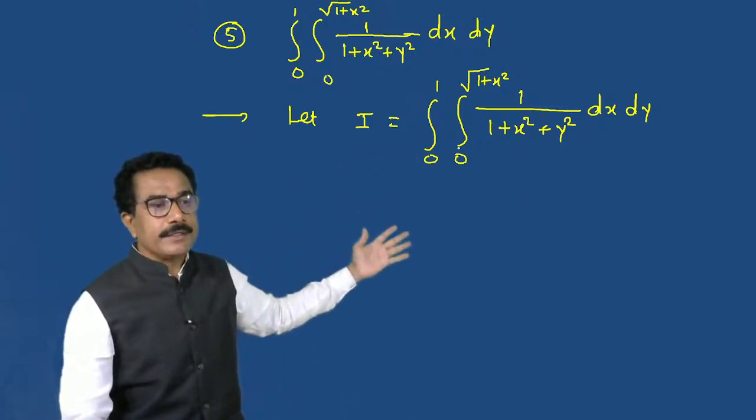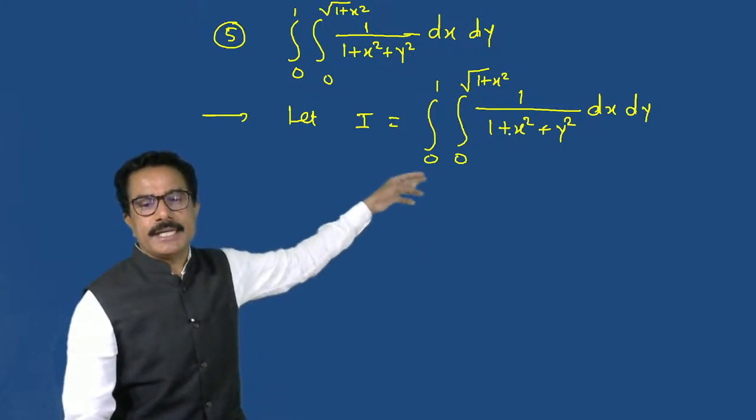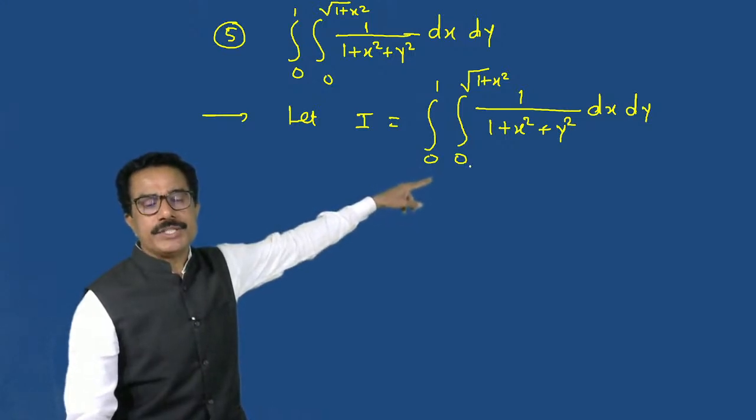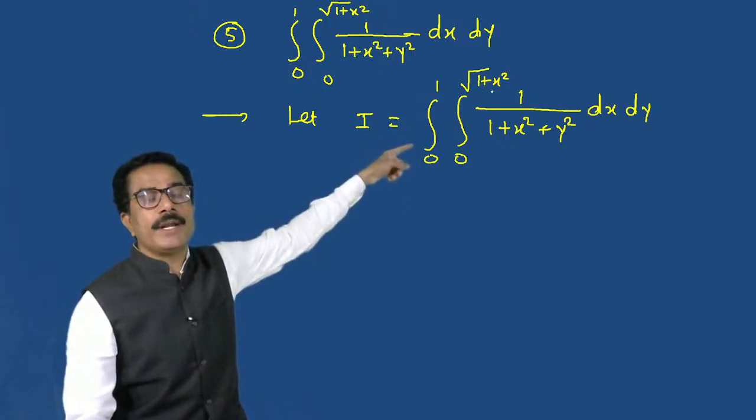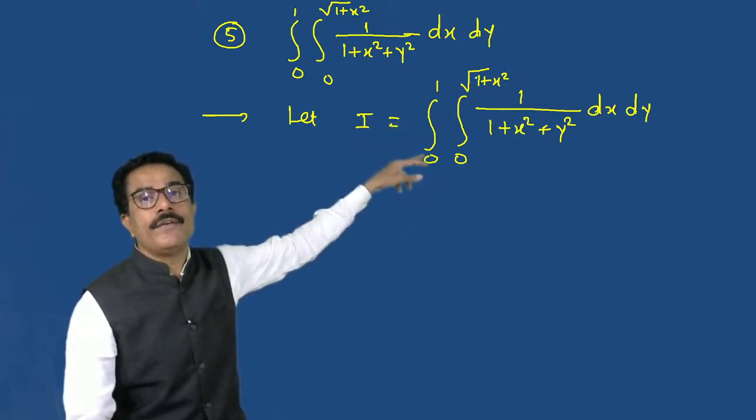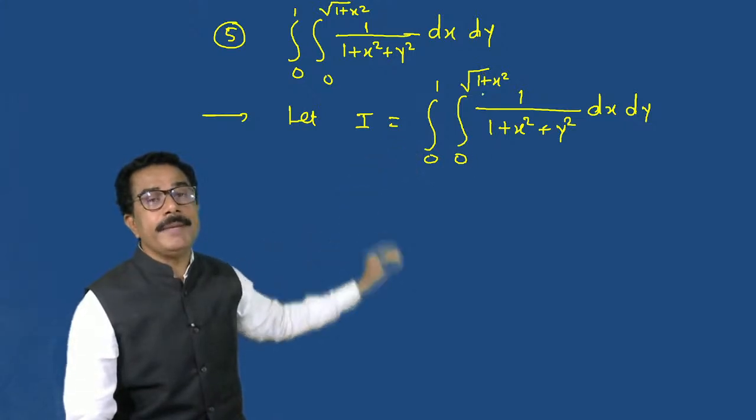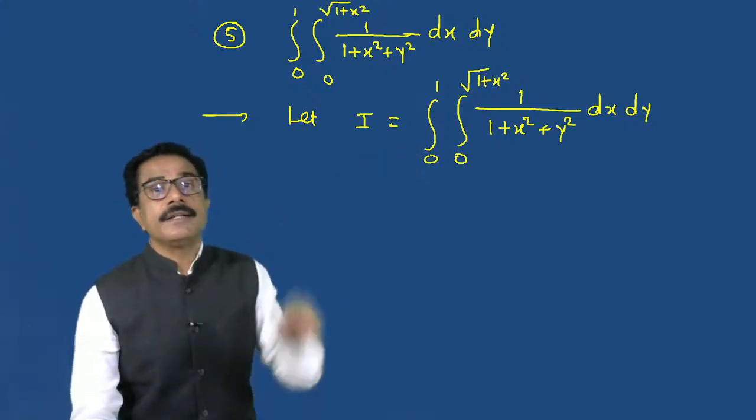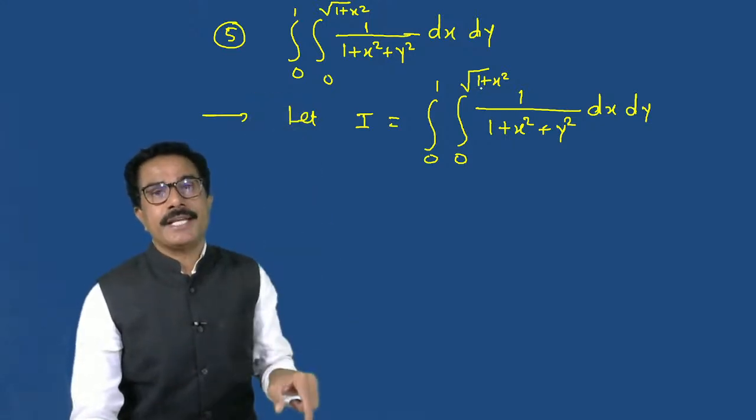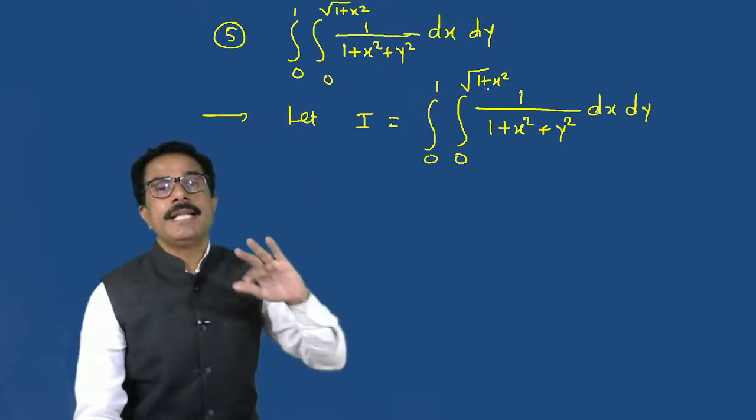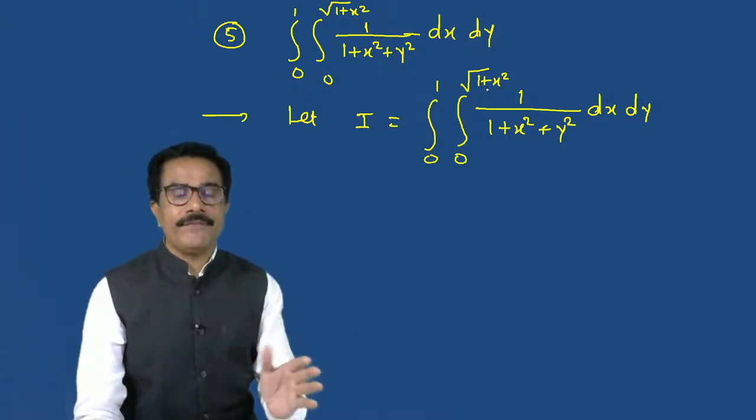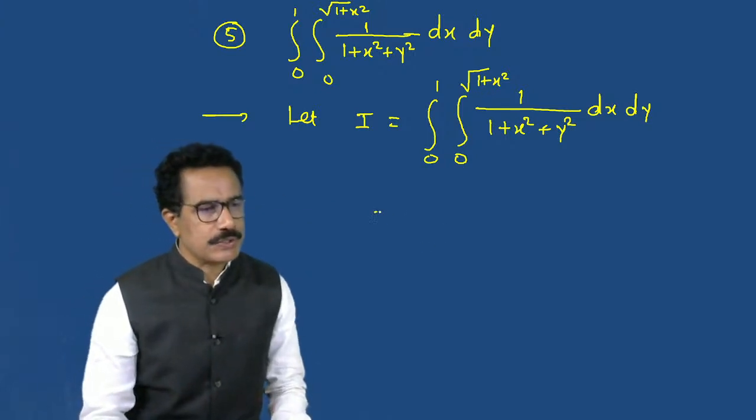We have to take the second integral first with respect to y, because see this, the lower limit is 0, the upper limit is root of 1 plus x square. That means the limits are in terms of x, that is f1 of x to f2 of x. If limits are in terms of x, then it is a vertical strip. That means we have to take integration with respect to y first, keeping x constant.